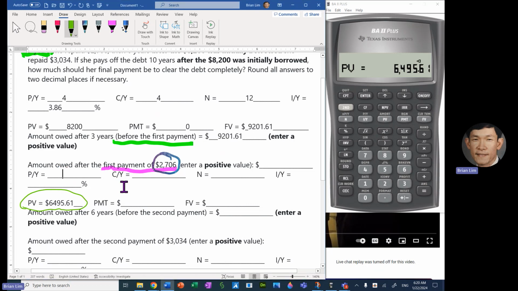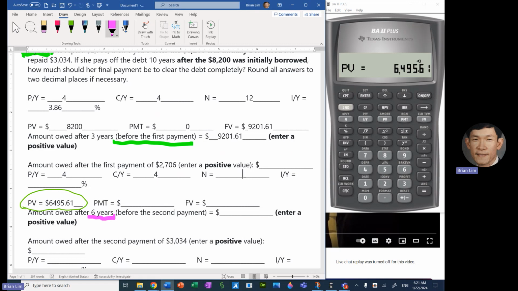PY is still 4. Okay. CY is still 4. Now, what is N? Now, you see how many years have passed. Okay, the next calculation would actually be to get after 6 years, correct? That's what we're looking for.